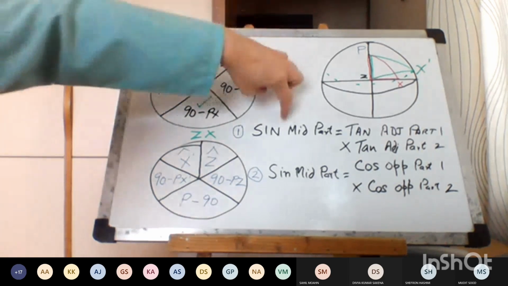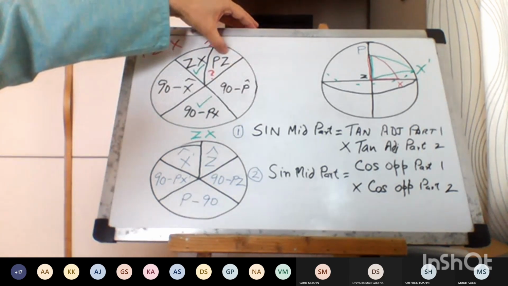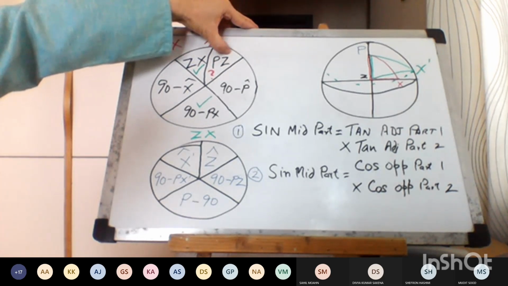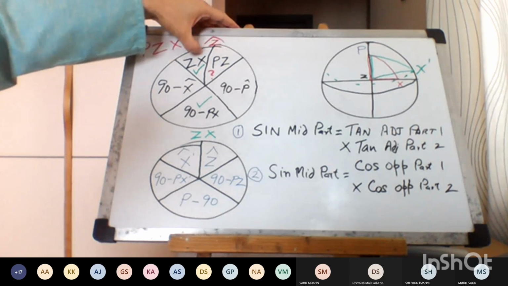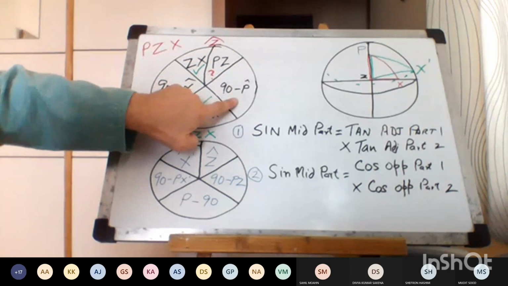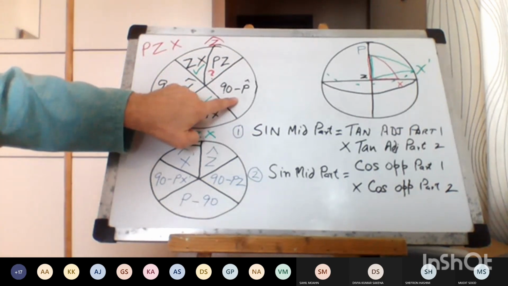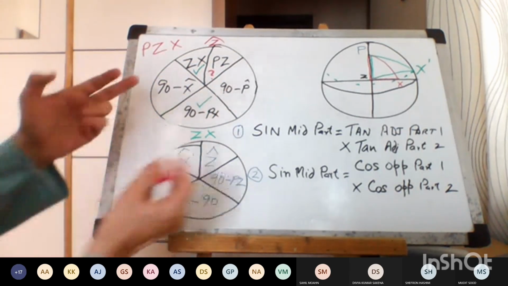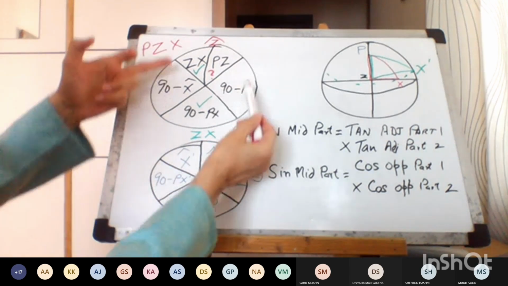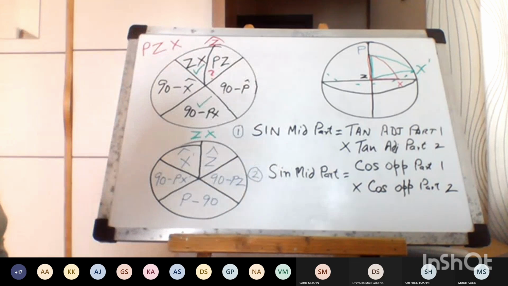If I use formula 1, because I have to find Pz, let us say I put this as the sine mid part, then this is tan adjacent part, tan adjacent part. It will not work because I don't know this. So I have to keep one in the middle, and the next two will automatically become adjacent, or leave the two adjacent and the other two will become opposite parts. Is this clear, gentlemen, or do you have any doubt in this?